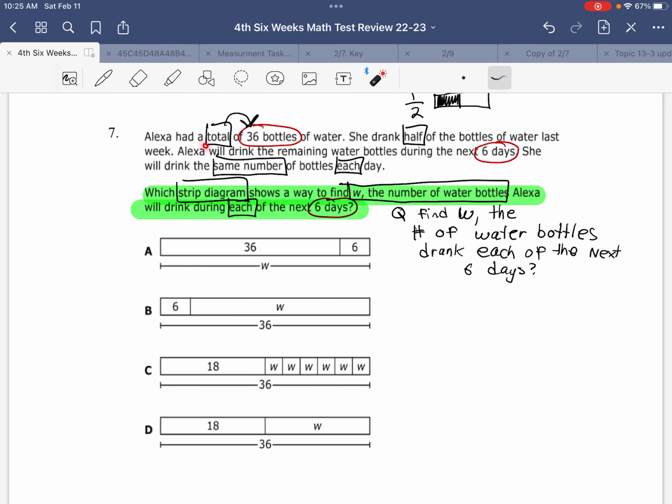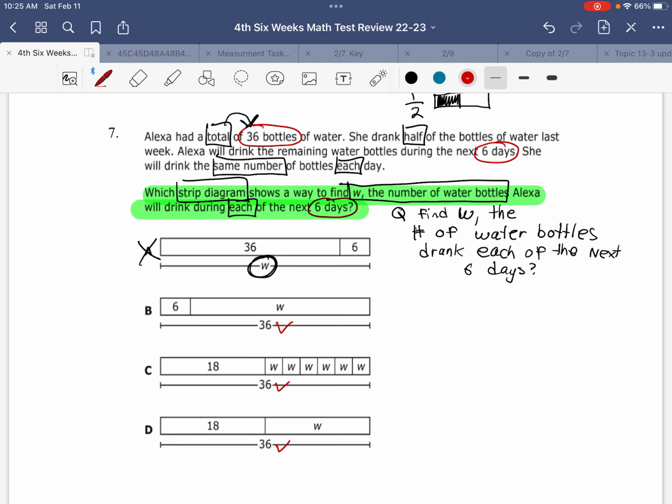It first says that she has a total of 36 bottles. I want to see which one has a total of 36. Your total is usually going to be on the top or the bottom, okay? So for example, A, it says my total is W. It's saying that we don't know my total. So that is automatically wrong. I know my total, it's 36, okay? So B checks out, it has that. So does C, and so does D, okay?